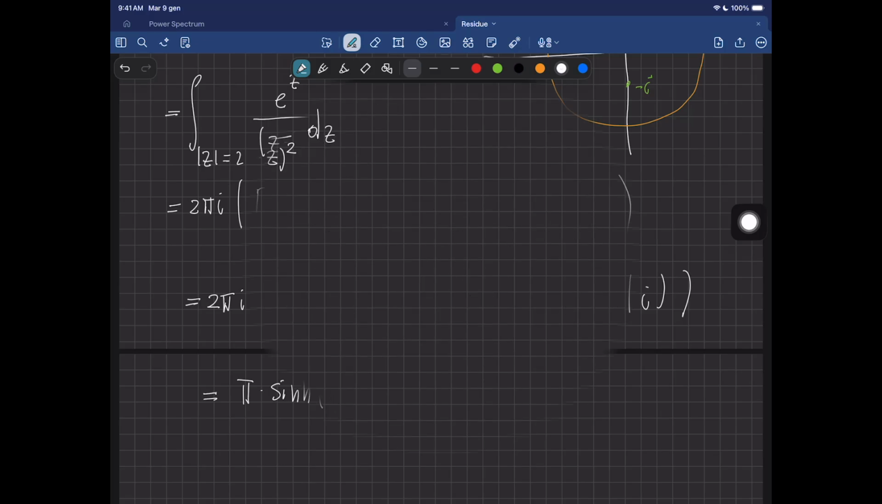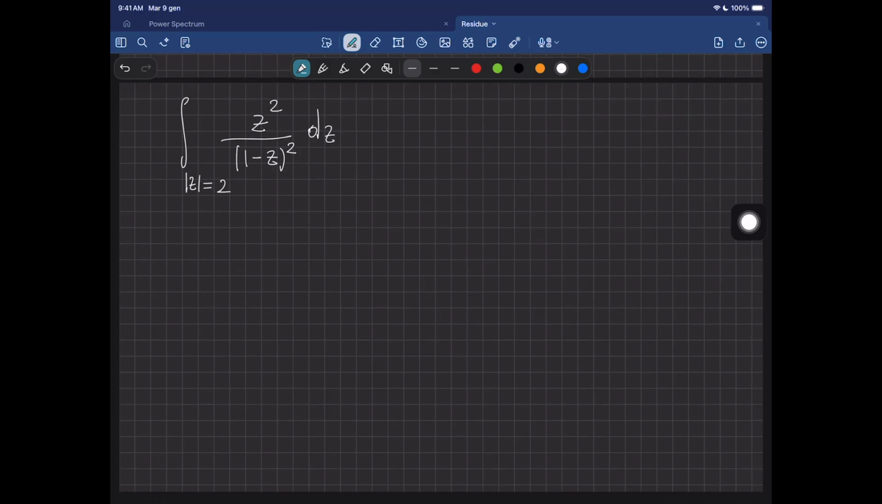And that's it. As a second exercise, let's try to compute the integral of z² over (1 − z)² on the circle of radius 2. So as before, let's identify the singularity. The singularity is when the denominator is equal to 0, so in this case z = 1.